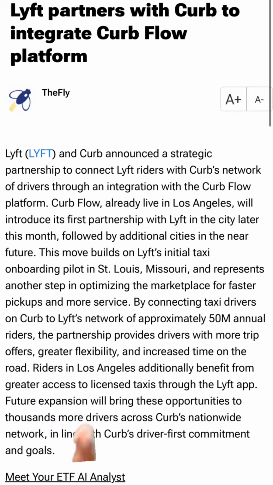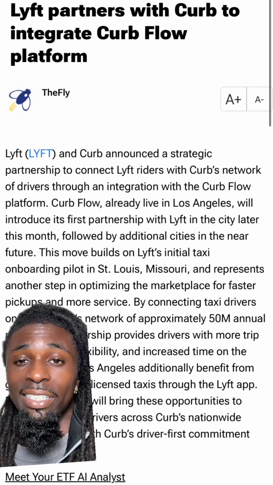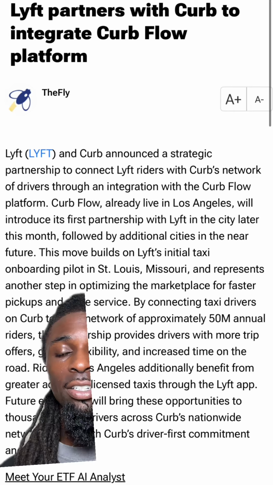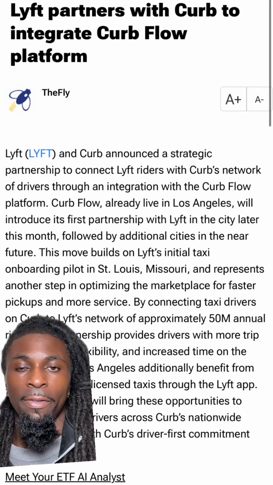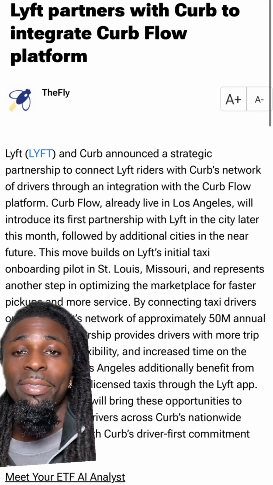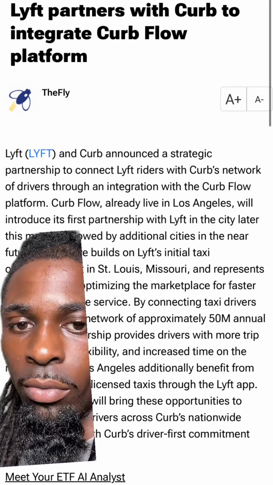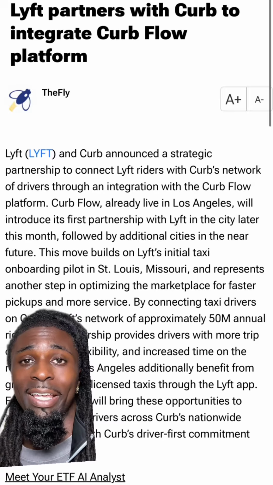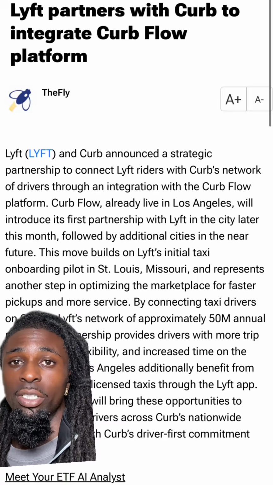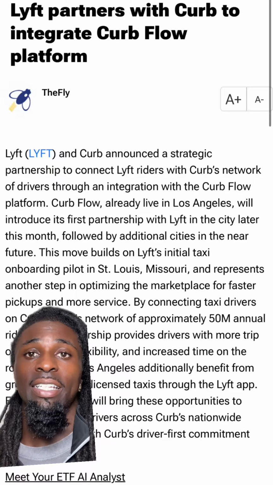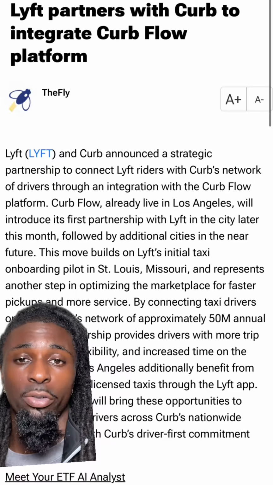So by connecting taxi drivers on Curb to Lyft network, approximately 50 million annual riders, the partnership provides drivers with more trip offers and blah whoop whoop. So that's definitely good for Lyft, and also they've been needing this type of news, something to get them rolling again. Also, with the stock price performing the way it did today, breaking above key levels, this right here is showing great signs of how it's performing in after hours of a continuation going to tomorrow.